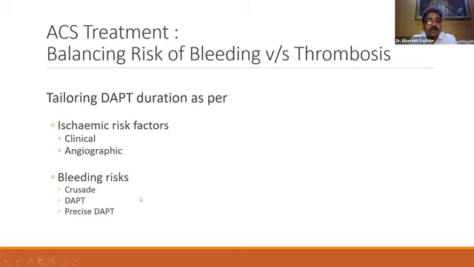What about the bleeding risk? We all know the bleeding risk; we can have either the CRUSADE score or the DAPT score. Basically, they will be looking at whether patients have diabetes, hypertension, an ulcer, a prior history of bleeding, or CKD, a kidney disease. So all these patients are at a higher bleeding risk.